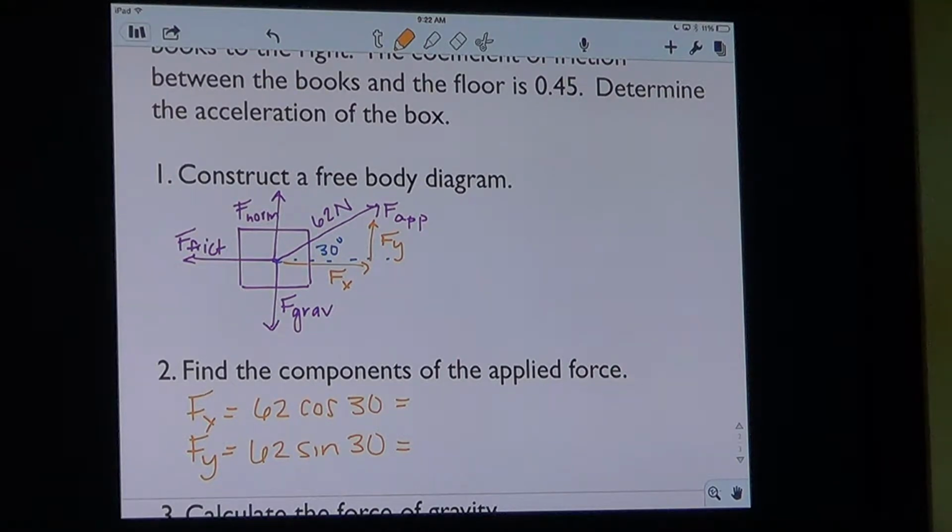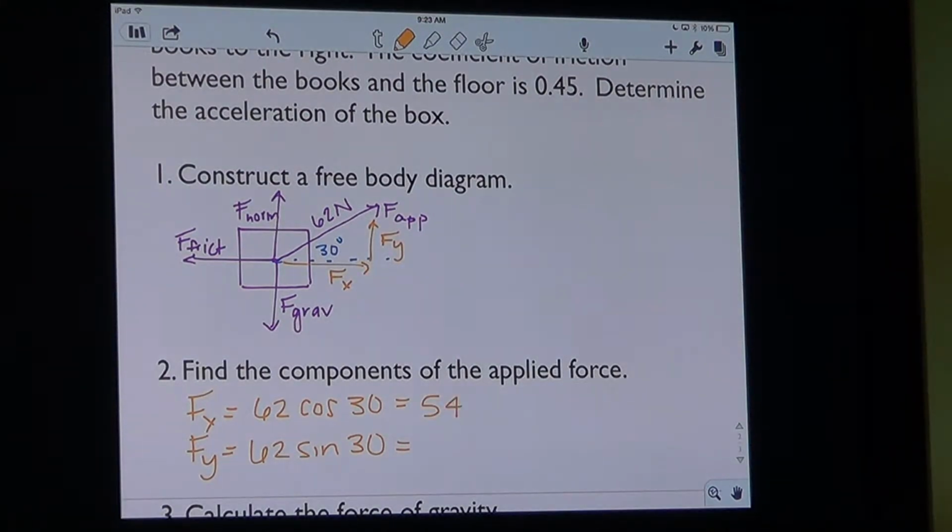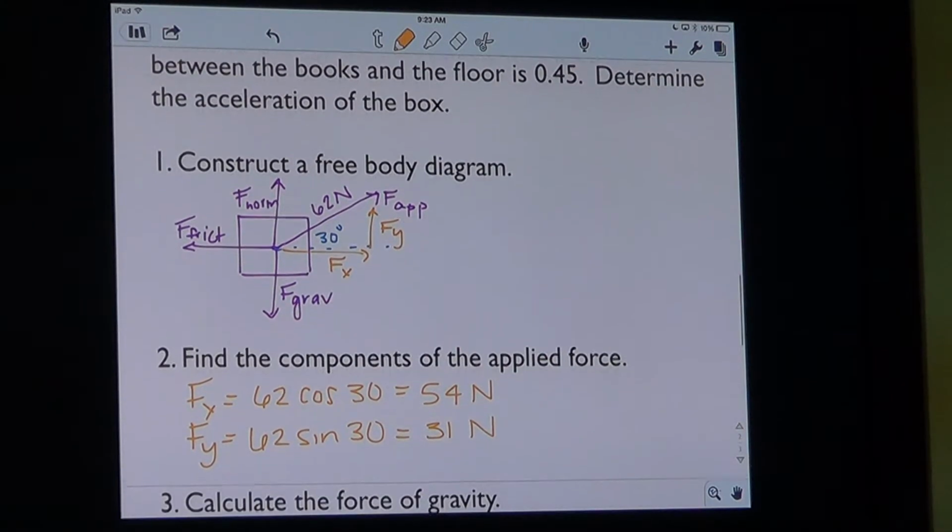And what will that give us? 54, or 53.693. Okay. And ultimately, we're going to need to get the net force.